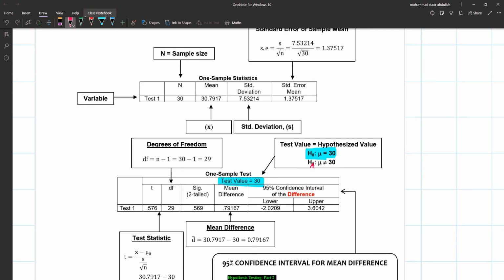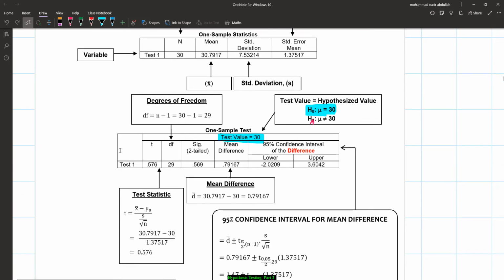So for the test statistic it usually uses the T statistic, right? So the T statistic is obtained from x bar minus mu. Mu is 30 here, right? Divided by s over square root of n. So we will get 0.56. The mean difference here, we already know, is the value of the actual mean minus the value that we hypothesize, 30. So we will get the mean difference.